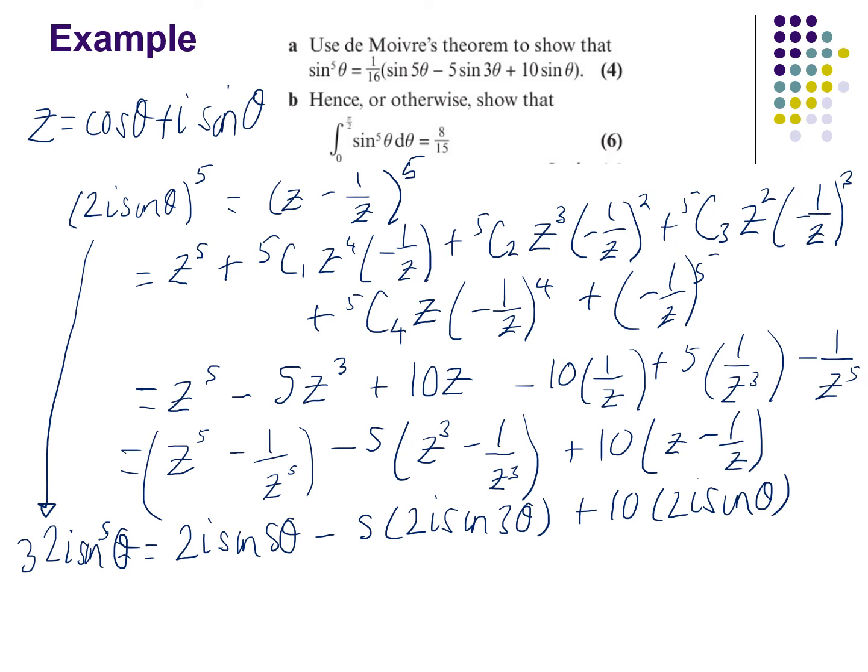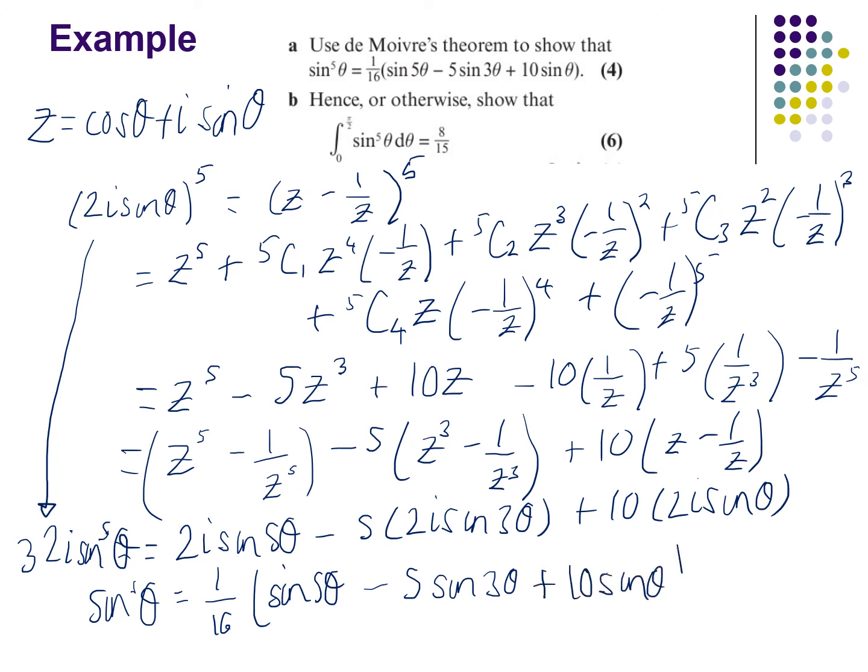I can divide by 32. Each of these have got a 2 in, so I'll end up with a 1/16. And I can pretty much, because it's a show that, write down the show that and double check that it works with my working. If it doesn't, go and find where you've made a mistake. Okay, if it does, then you've shown all of the working you need. Okay, don't need that bracket there. And then the last bit, 10 sine theta.